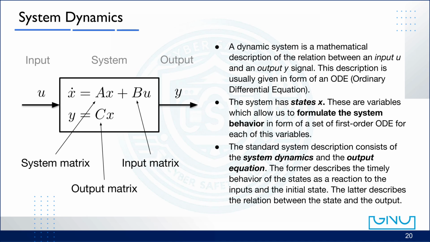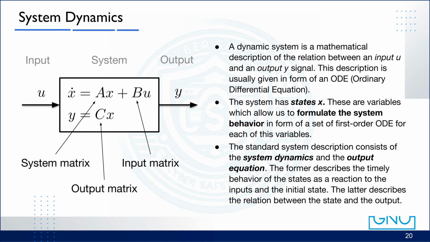A, the system matrix, defines how the internal states influence each other. B, the input matrix, describes how the inputs affect the system. C, the output matrix, defines what part of the internal state we can actually observe or measure.